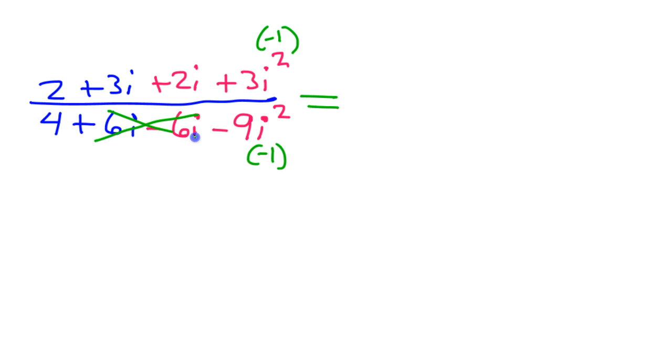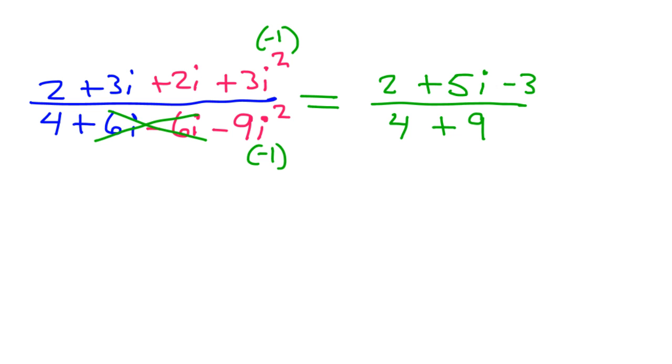The 6i and the negative 6i are going to cancel each other out. So here I have 4, just bring down this 4. Negative 9 times negative 1, that's going to change to a positive 9. Over here I'm going to have 2 plus 3i plus 2i is 5i. This negative 1 is going to change this to a minus 3.